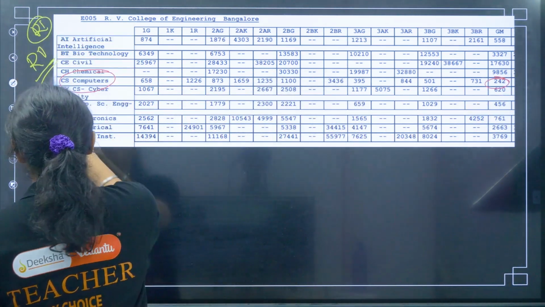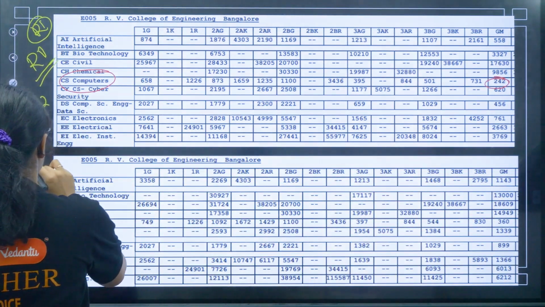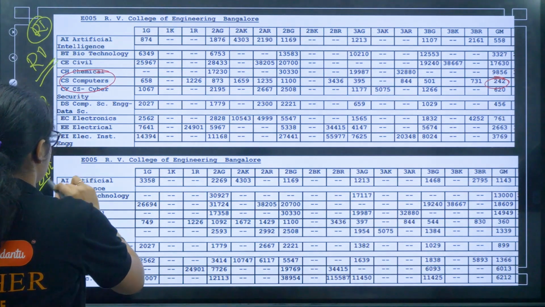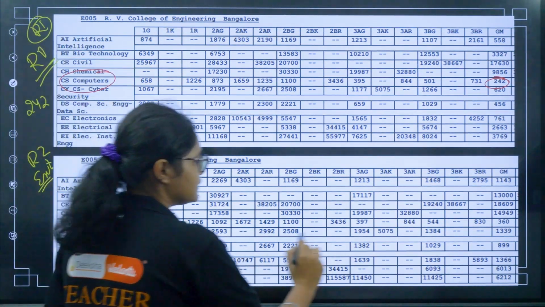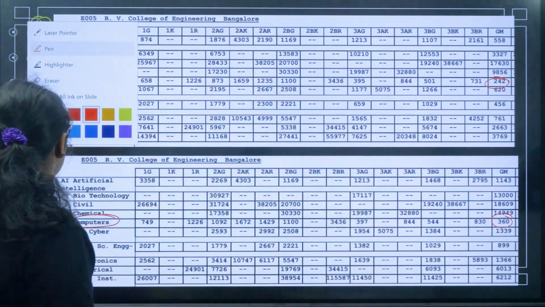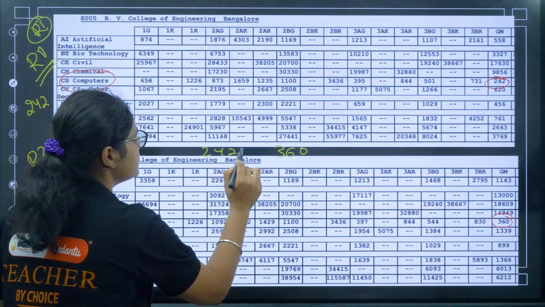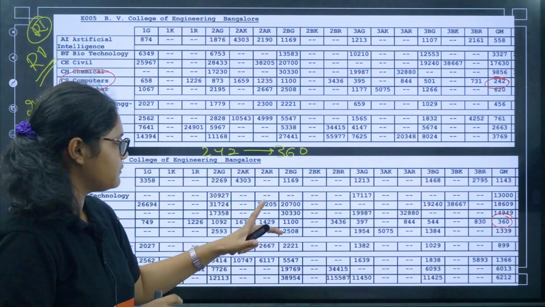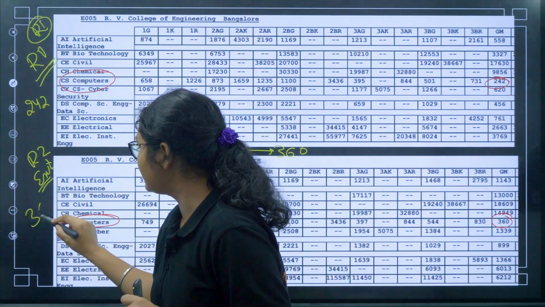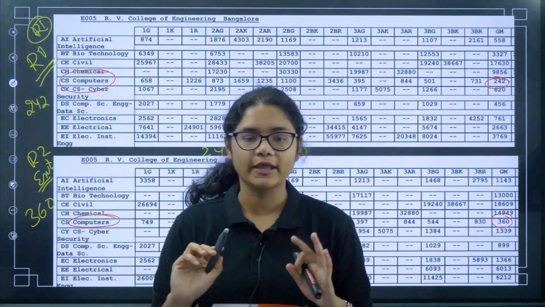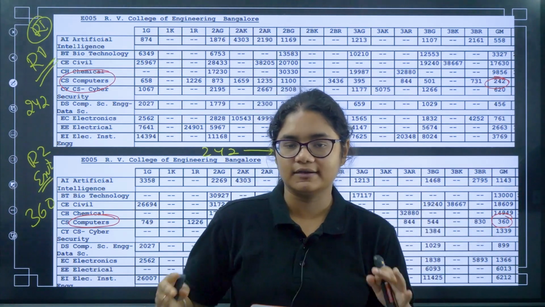So I can write 242. Now this is again round 2 extended of 2023. For computer science the cutoff is around 360. So here the cutoff is 360 and earlier it was 242. In the first round it may not be visible, so I am writing here. In the first round it was 242 and in the next round it became 360.